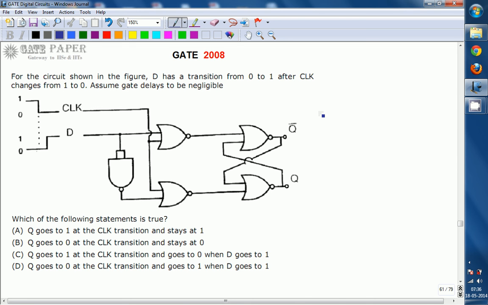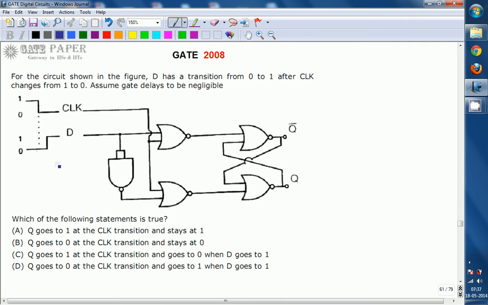Hello, we are discussing the GATE 2008 ECE paper, and this question is related to digital circuits. For the circuit shown in the figure, D has a transition from 0 to 1 after the clock changes from 1 to 0. Assume gate delays are negligible. In this diagram also you can check.